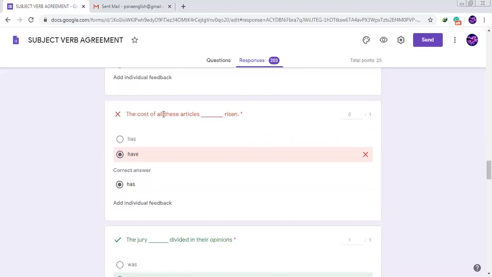Then, the cost of all the articles. Here also the preposition "of" is used. Here the subject is not the articles, it is the cost. Not the articles, it is the cost. So the cost of articles, the cost is singular. So the correct answer is "has", but the student is wrong.